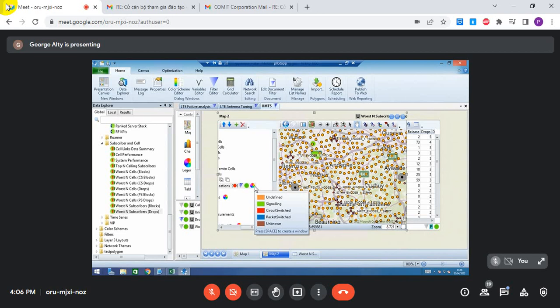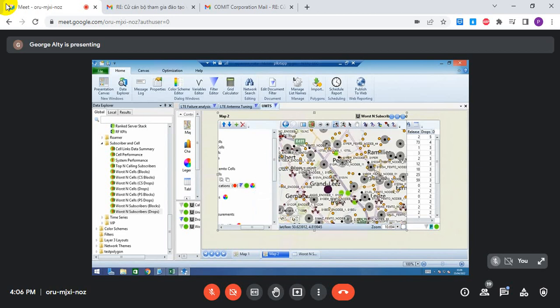Okay, so there he is. He's having signaling drops. So let's use this tool here, and let's zoom into this particular area. Once again, I have no idea what this area is, but this is where he's having his signaling drops. He's got quite large colors here.